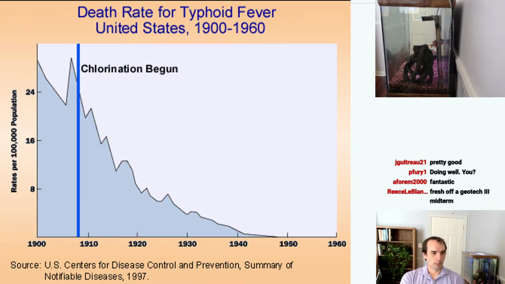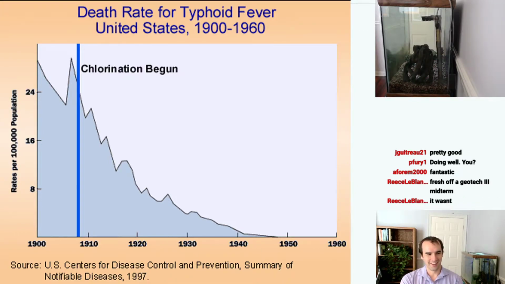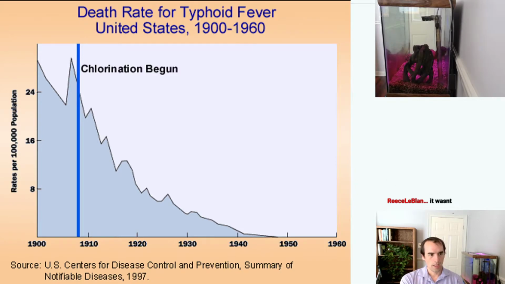All right, so we're going to talk about wastewater treatment today, which surprisingly might be more pleasant than geotech midterms. Wastewater doesn't sound like a pleasant thing, but we'll see. So we looked at this graph, something from the CDC back in 1997, and this was the rate of deaths for typhoid fever in the US from 1900 to 1960. And one thing we noted was that chlorination began and ended up providing a really significant benefit.